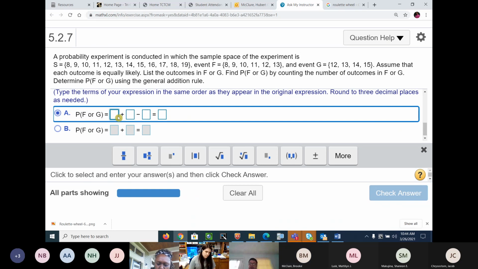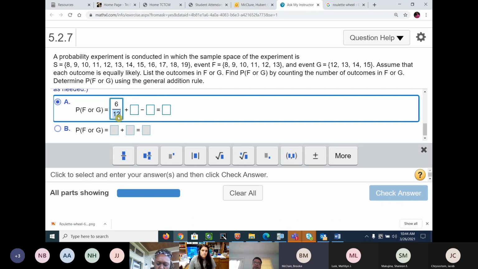So this is going to be 6 over 12 plus 4 over 12 minus, how many numbers overlap? 2. 2 over 12. And somebody give me 4 digits there. 0.5 plus 0.33 minus 0.16. Give me 4 decimal points.